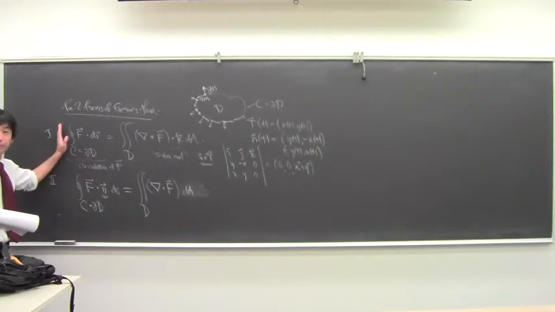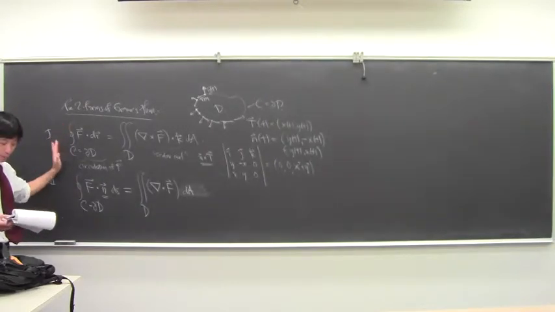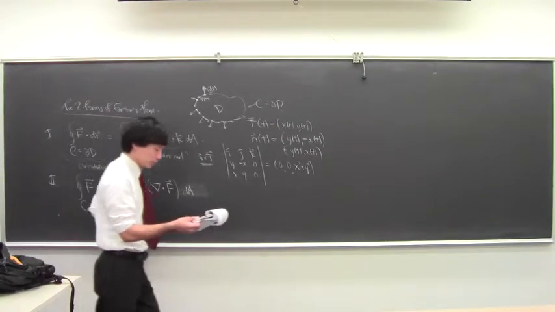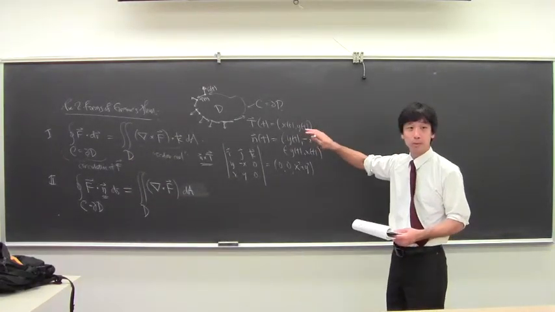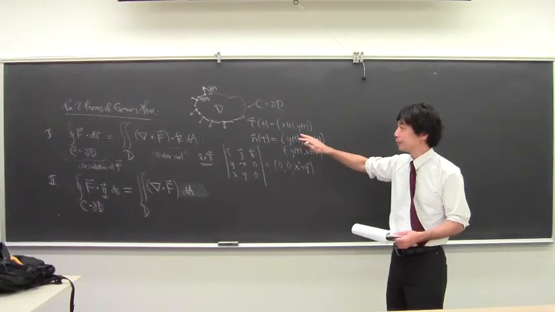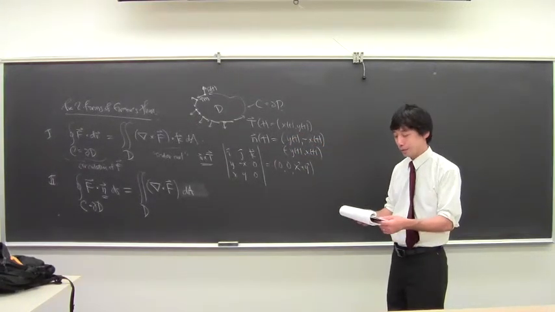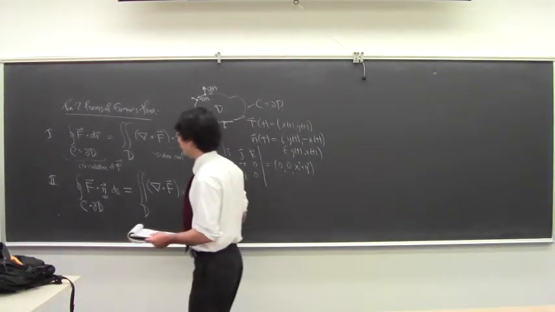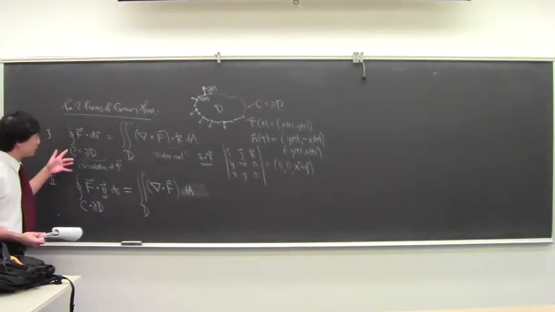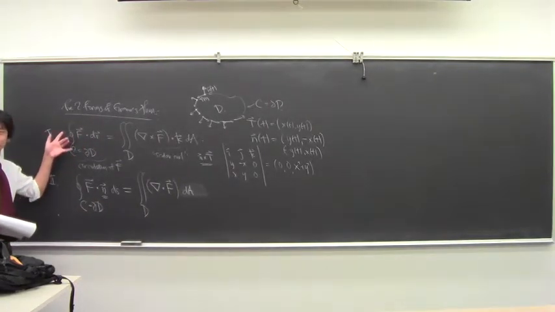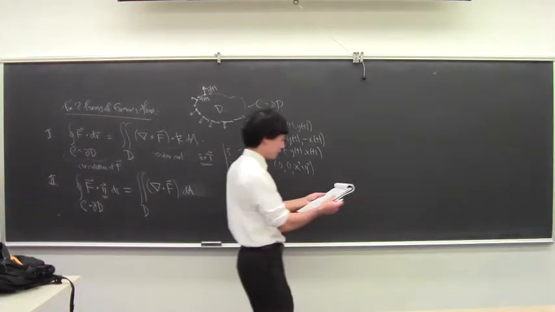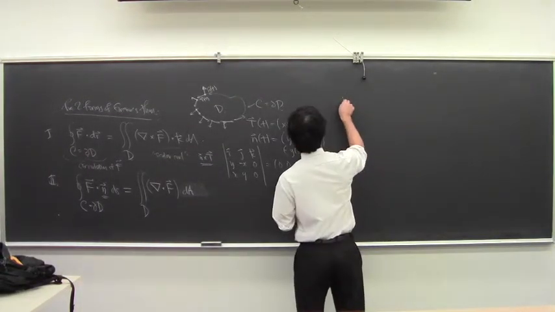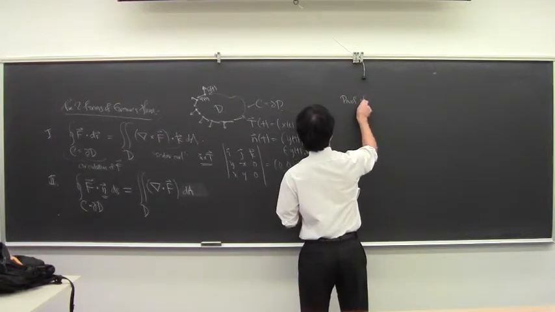So we have these two Green's theorems, and we talked about why the first one is true. Why the second one is true: it turns out that you can just take the first one and turn it sideways, and you get the second one. So think like this: proof of form 2.